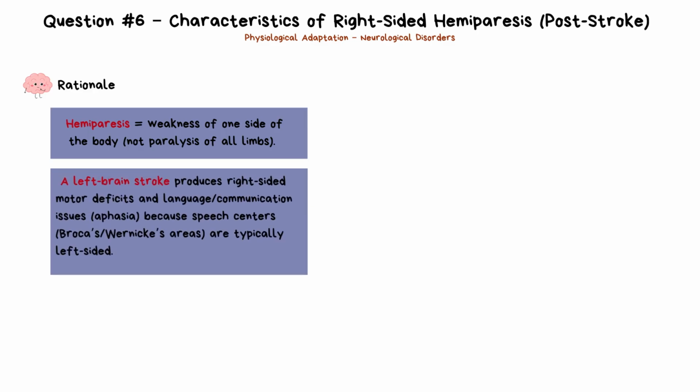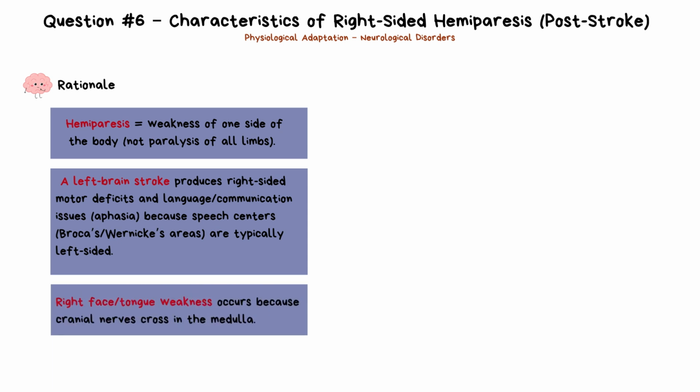A left brain stroke produces right-sided motor deficits and often causes aphasia, difficulty speaking or understanding language, because the speech centers, Broca's and Wernicke's areas, are located in the left hemisphere. Cranial nerve fibers cross in the medulla, so right facial and tongue weakness also appear.